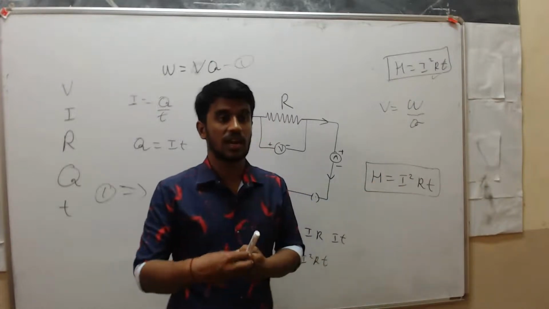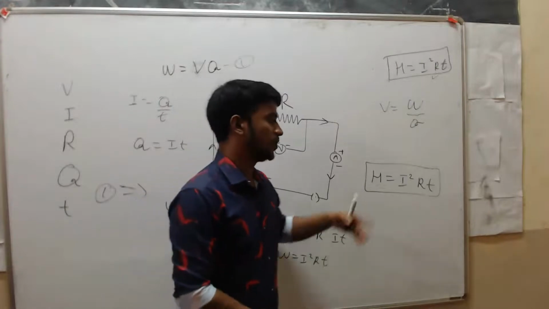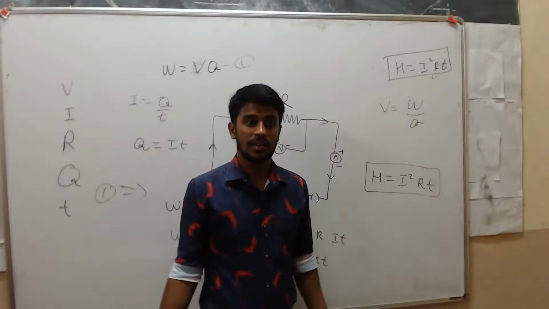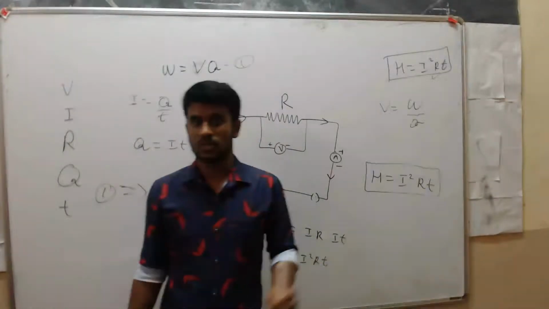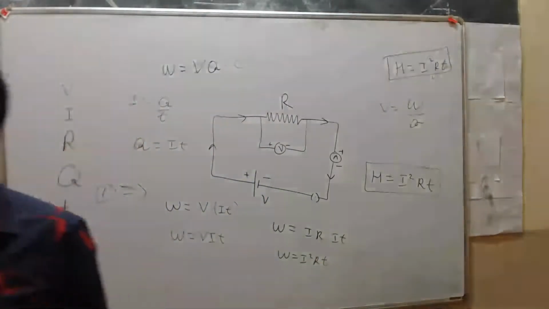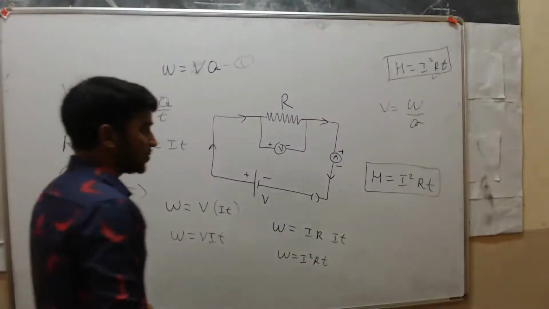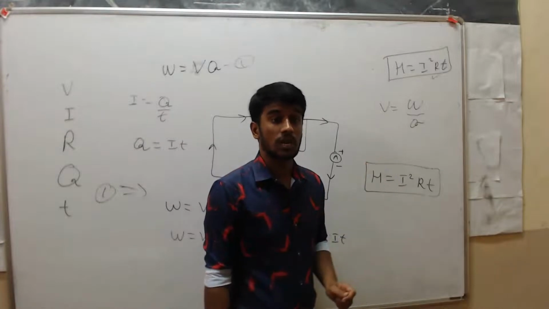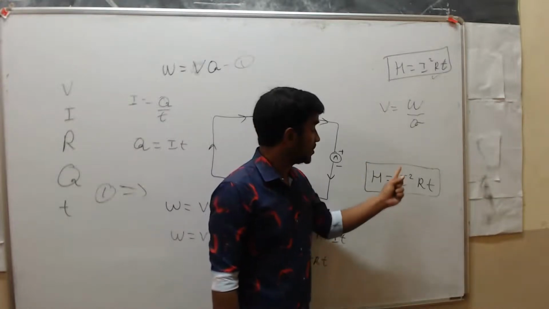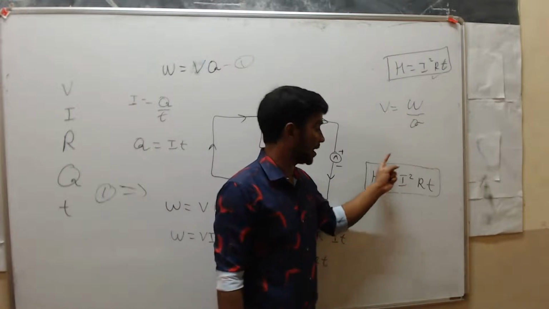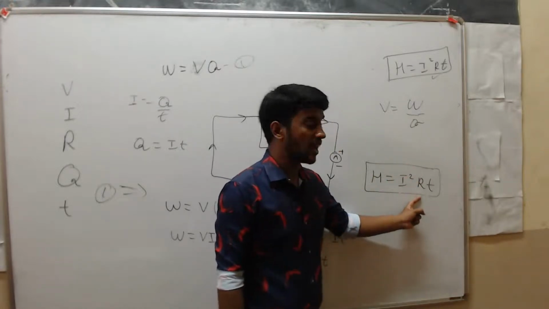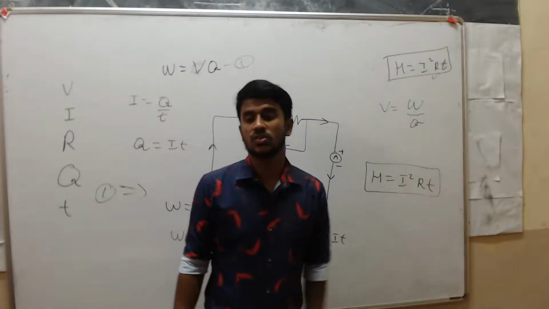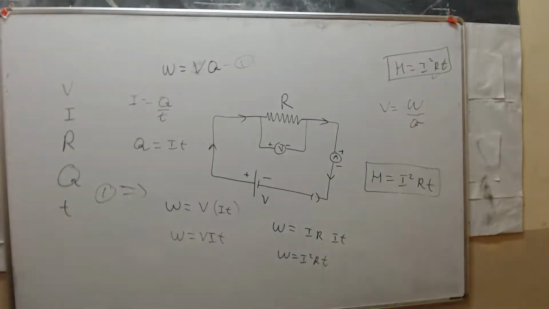Here, if you increase the current, then heat increases. If you increase resistance, heat increases. If you increase the time, then heat increases. Okay, so that's why the heat developed in the conductor is directly proportional to the square of the current and directly proportional to the resistance and directly proportional to the time. Clear? So this is known as Joule's law of heating.